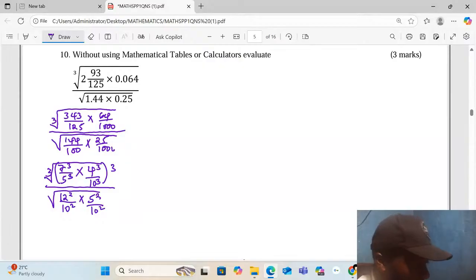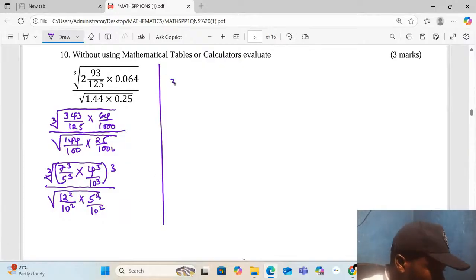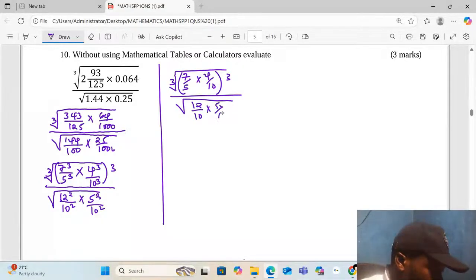This is what I mean. So we have the cube root of 7 over 5 times 4 over 10, cubed, over the square root of 12 over 10 times 5 over 10, squared. This is what it means. This is the same thing.